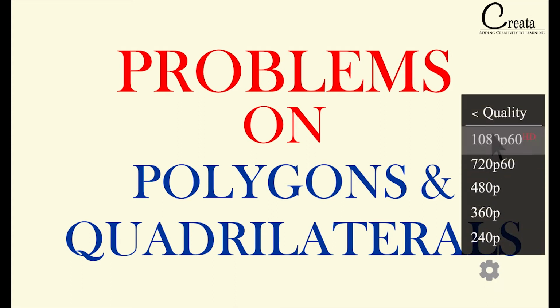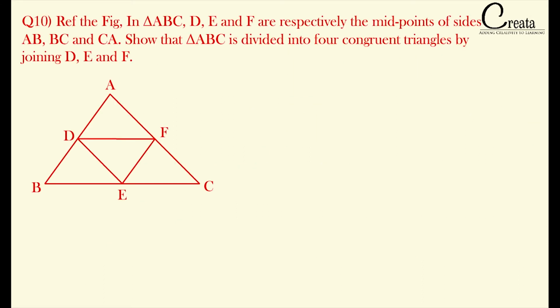And in this lecture, we will cover our 10th question. The question is, refer the figure. In triangle ABC, D, E and F are respectively the midpoints of sides AB, BC and CA. Show that triangle ABC is divided into 4 congruent triangles by joining D, E and F. Let's refer the figure. D, E and F are the midpoints of AB, BC and CA respectively.